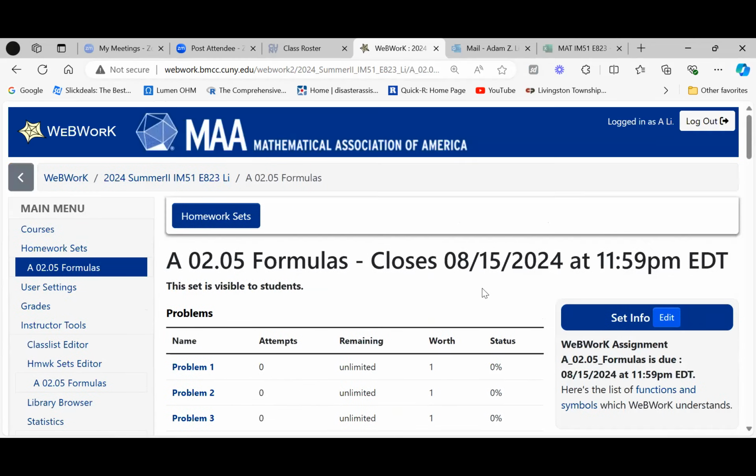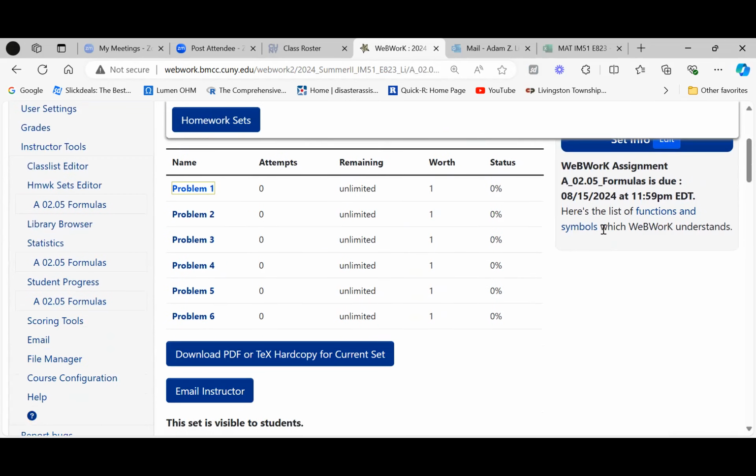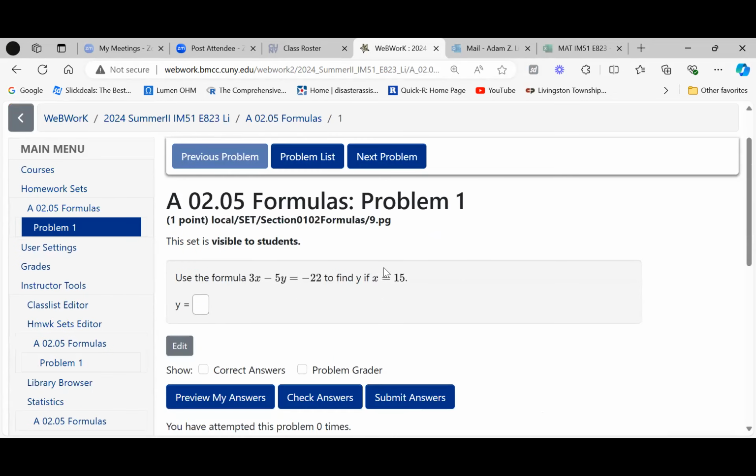So let's take a look at some of the formulas and see how we deal with them in terms of solving. Use this formula to find y if x equals 15. So here we're going to replace x with 15 and then solve for y. Okay, let's try one of these. I'll give a couple of minutes.